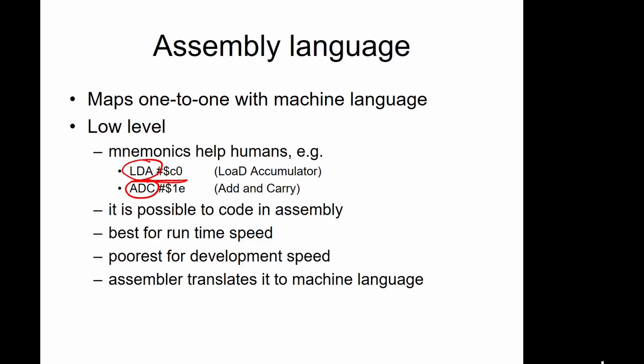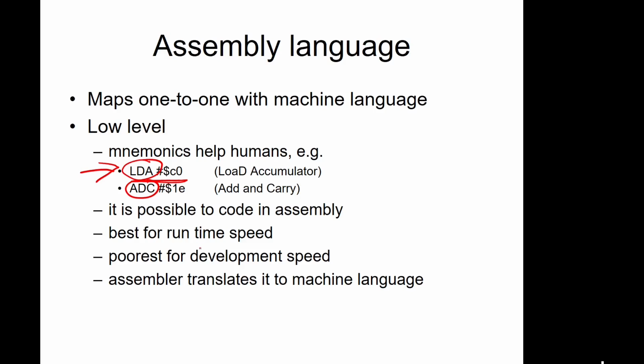It's the best for runtime speed because it's so similar to the actual final language that the computer is going to read. It's essentially a direct mapping. Whatever line of code you write here translates directly into a line of code on the computer. So because of that mapping, it's optimized for run speed.